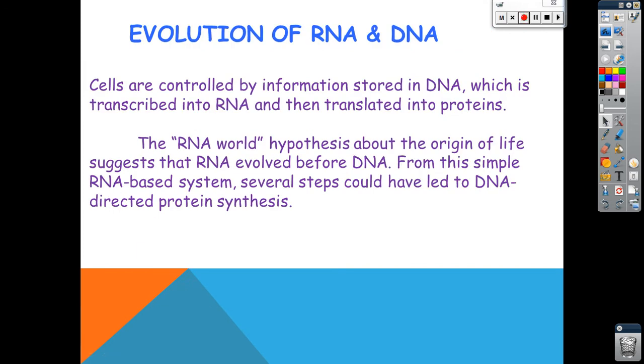So let's talk a little bit about DNA and RNA. We want to know what came first in terms of how life finally came up. We also need to understand what came first with cells, whether they had DNA or RNA. The RNA world hypothesis is about the origins of life, suggesting that RNA evolved before DNA did. Remember that RNA, in a very simplistic manner, can be thought of as just a one-sided copy of DNA.